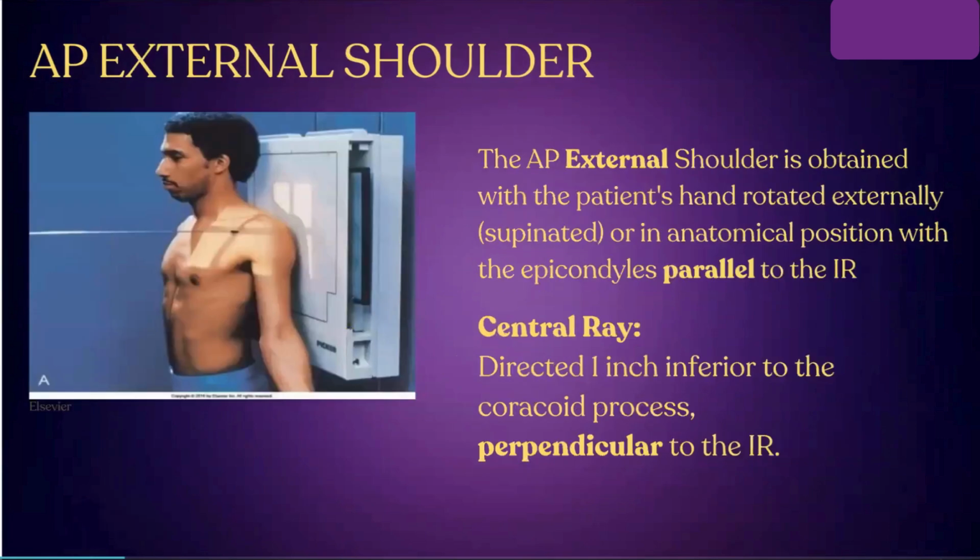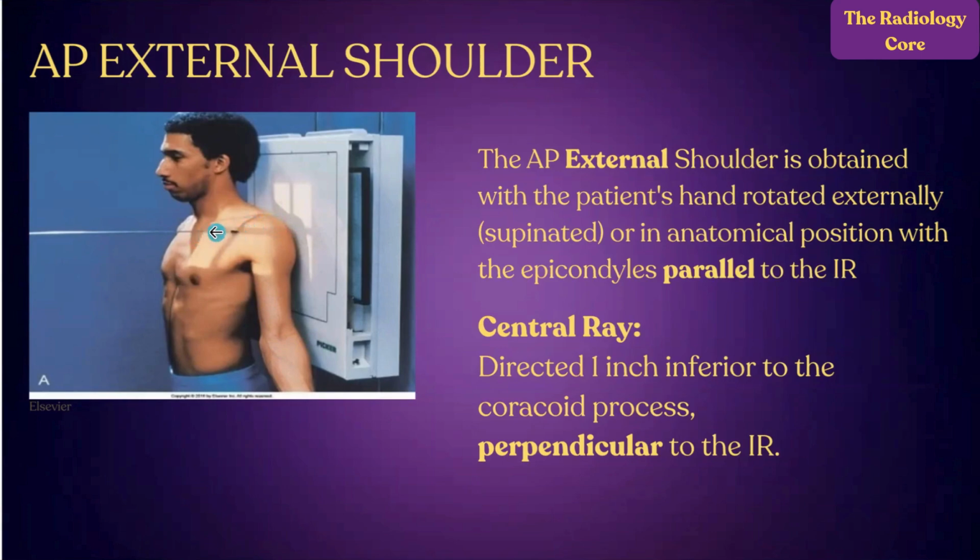For the AP external shoulder, you're going to have the patient with their back up against the wall bucky, or laying supine on their back on the x-ray imaging table. With this, the image receptor is put in crosswise. This is going to be a 10x12. The patient is going to rotate their arm externally. You'll have a perpendicular angle, so a 40 to 44 inch SID. And here, that'll be the coracoid. You're going to center 1 inch inferior to that.